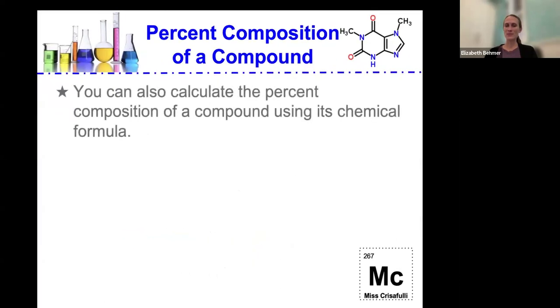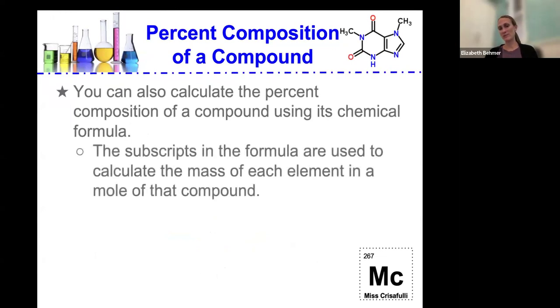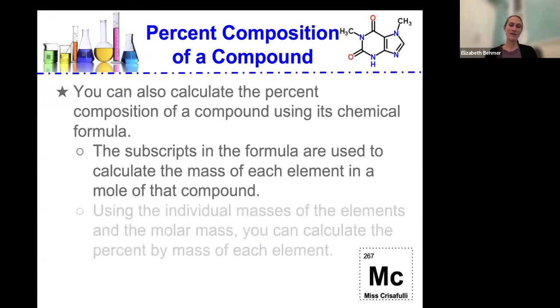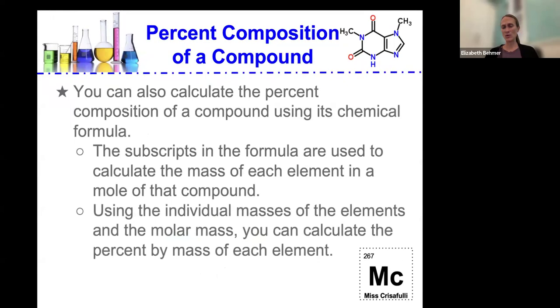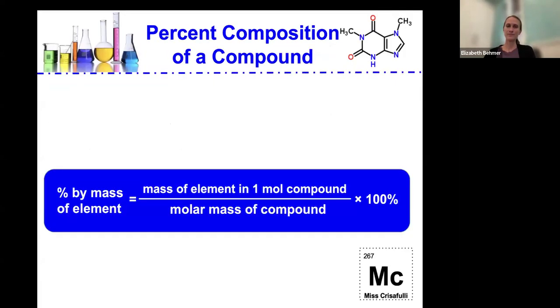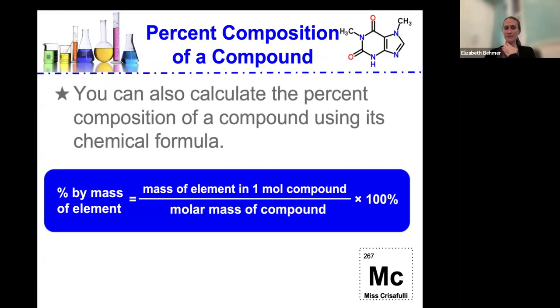You can also calculate the percent composition of a compound using its chemical formula. The subscripts in the formula are used to calculate the mass of each element in a mole of that compound. And using the individual masses of the elements and the molar mass, you can calculate the percent by mass of each element. So the percent by mass of each element will be the mass of the element in 1 mole of the compound divided by the molar mass of the compound multiplied by 100%.